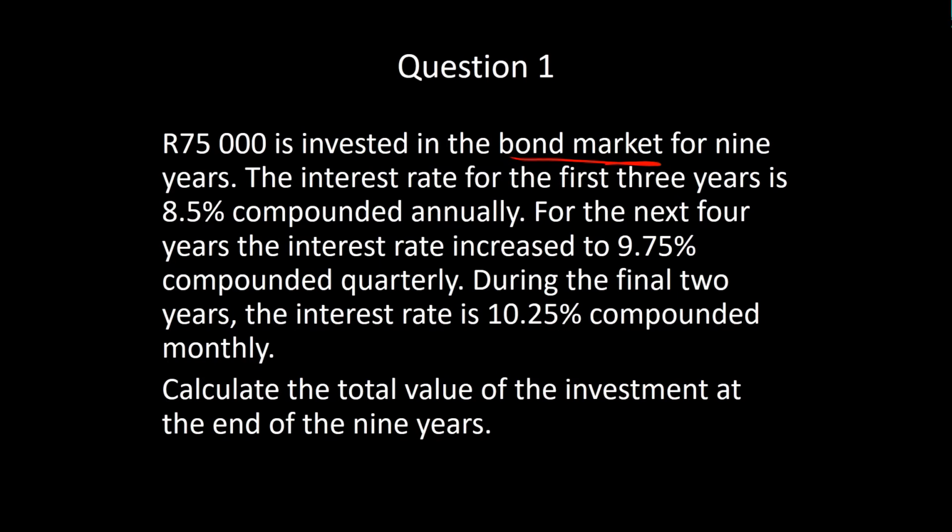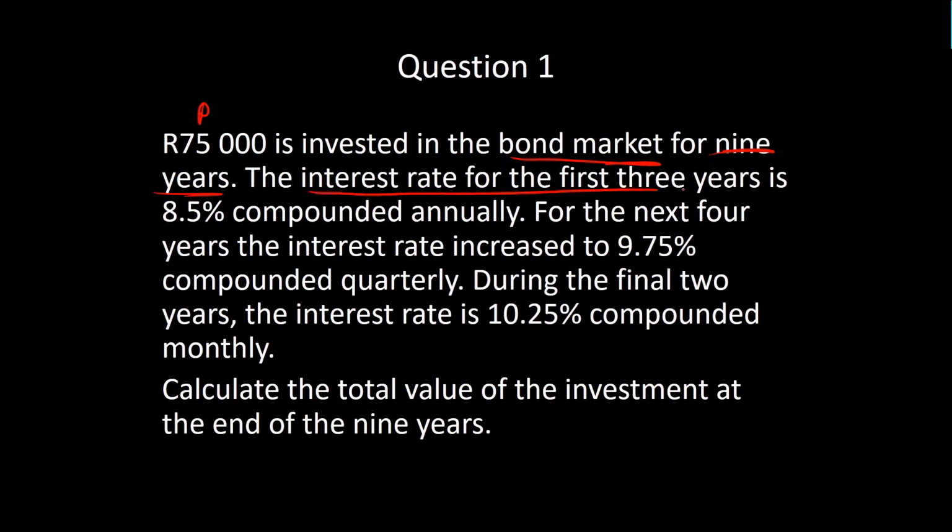All right, so 75,000 Rand is invested in the bond market for 9 years. So 75,000 Rand, straight away we can mark down information. That's the value of P. For 9 years, we're not going to say what the value of N is yet, because if compounding changes, then that's going to change our value of N, because we've got to multiply by M. And we carry on reading, we see that in fact compounding does change.